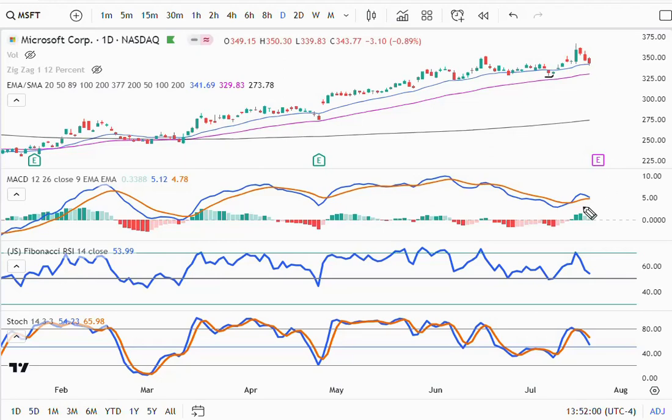But I am seeing some weakness in momentum. You can see that MACD is gradually moving lower, but it's still above, and RSI is still above 50. So Microsoft's technical picture is not as bad as Tesla and Netflix on a daily basis. The weekly also seems fine.